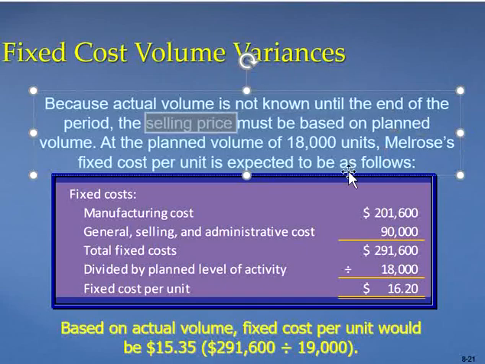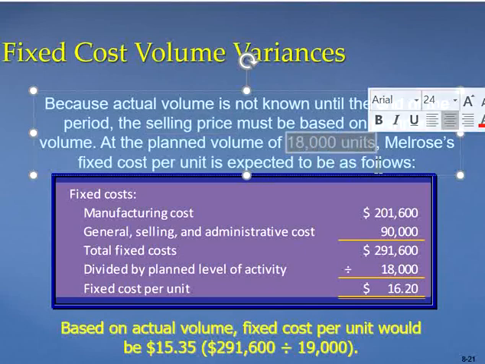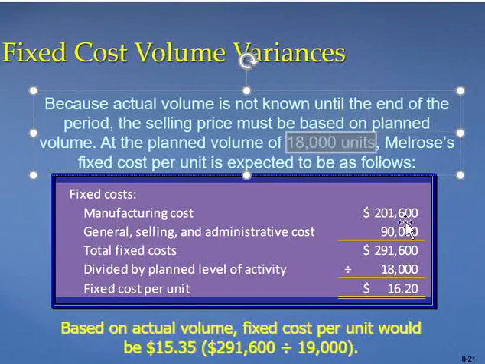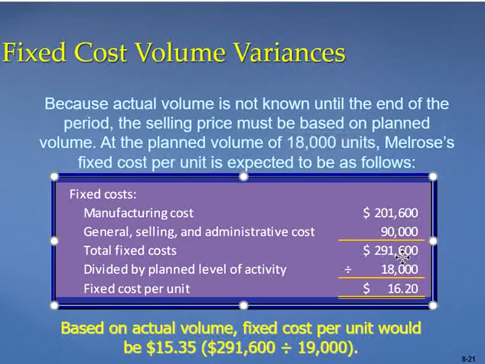Like in this case, this company has a planned level of 18,000 units which they will produce and sell. So based on this 18,000, fixed cost was 291,600 divided by 18,000. So our fixed cost per unit is 16.80. This is the fixed cost.